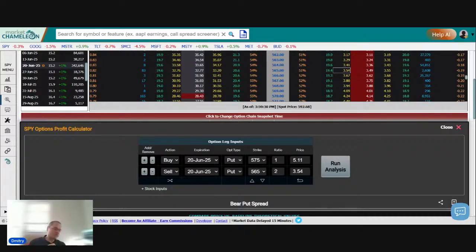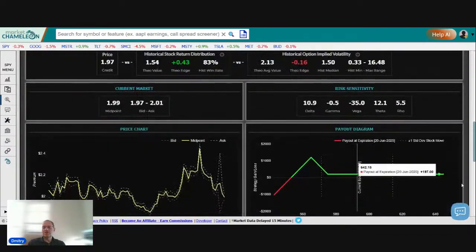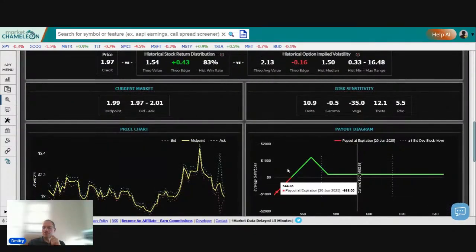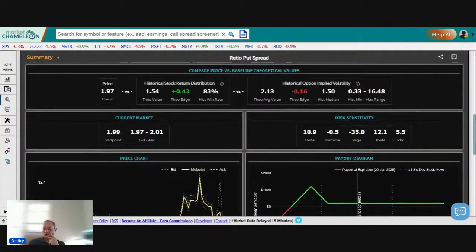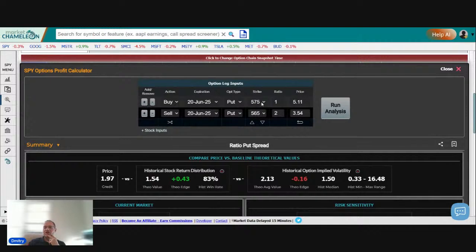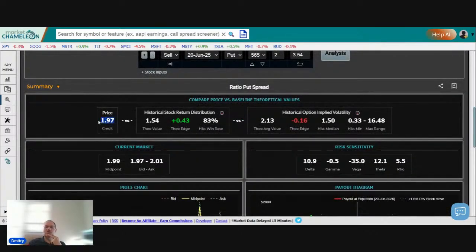Okay, and if we run that analysis, now this is how the payout diagram looks at expiration. So why does it look like this? Well, if we bought one put for $5.11 and sold two puts for $3.54, we get this credit of $1.97.